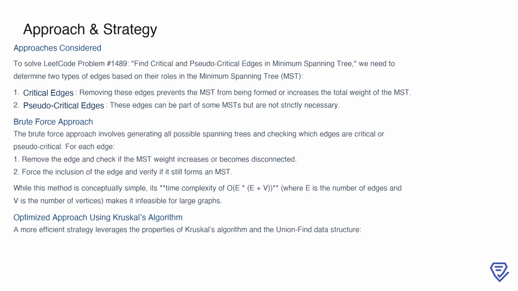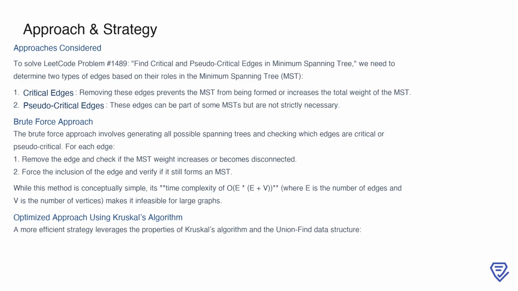For each edge, we remove it to see if the MST becomes disconnected or its weight increases, and we also force its inclusion to check if it can still form an MST. While this method is straightforward, its time complexity of O(E * (E + V)), where E is the number of edges and V is the number of vertices, makes it computationally expensive and impractical for large graphs.